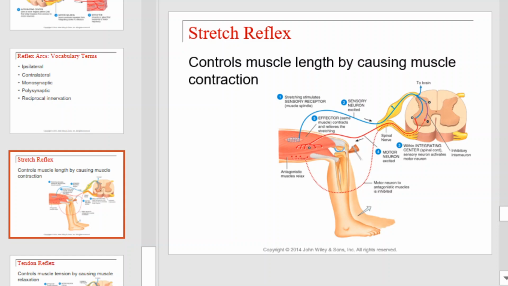Stretch reflexes. Stretch reflexes control muscle length by causing muscle contraction. The stereotypical reflex test in a doctor's office, where you're hit in the knee with a mallet, is an example of a stretch reflex. The mallet causes a stretch in the patellar tendon that then results in you kicking your foot.